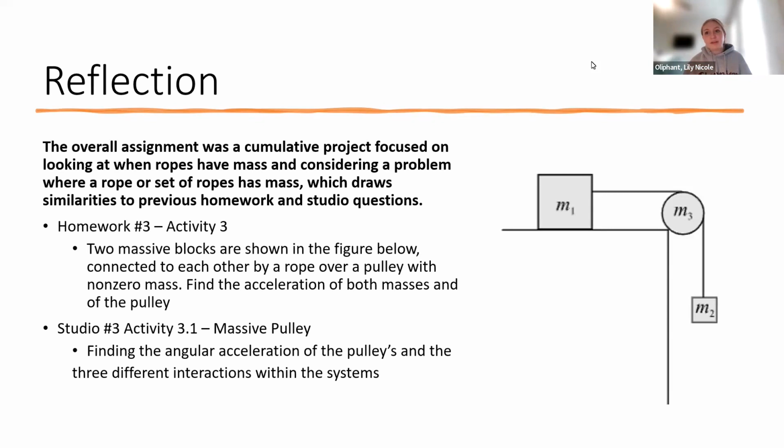Again, not a problem where the string or ropes have mass, but just another added aspect to the system, where it's not just the blocks with mass. Now we have something else, whether it's the pulley or the string and the rope in this case of the presentation. But the homework and the questions we've been asked in the class thus far have all been oriented to maybe the pulley has mass or something like that.